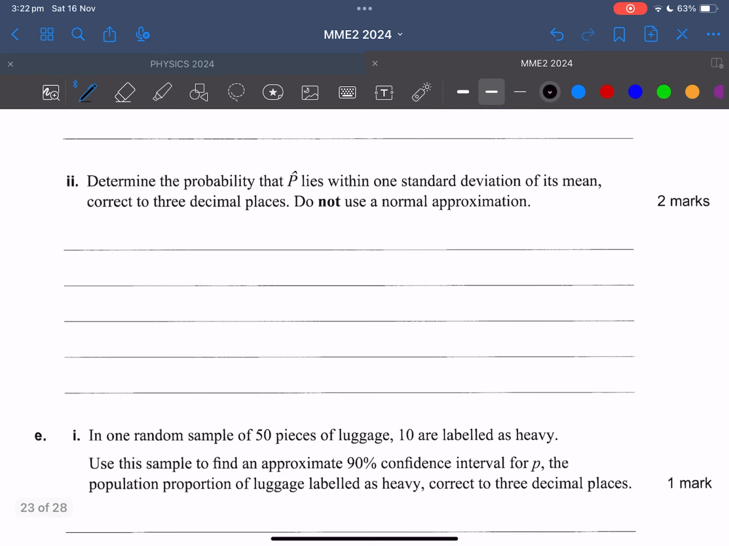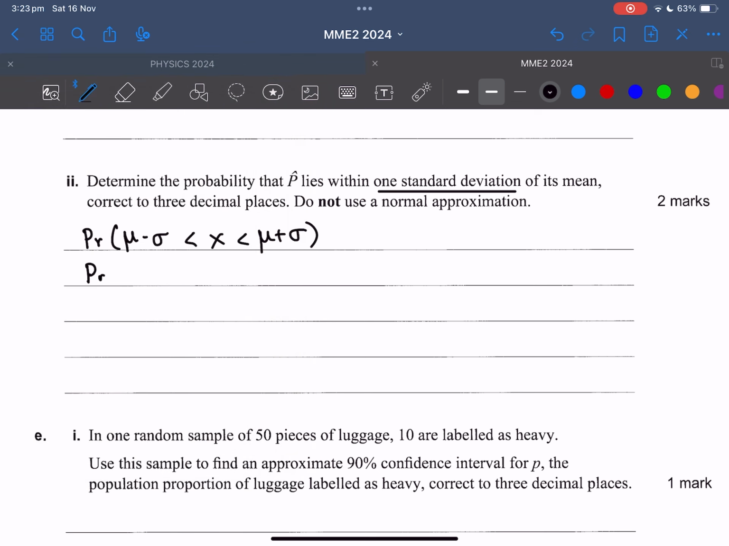Determine the probability that P lies within 1 standard deviation of its mean, correct to 3 decimal places. Do not use normal approximation. Okay, so we are basically finding the probability that mu minus sigma, where mu is the mean and sigma is the standard deviation, is less than X less than mu plus sigma, because we are finding for 1 standard deviation, right? So if it was for 2 standard deviations, we have to put 2 and 2 here, and so on and so forth. All right, so let's write down the formula.